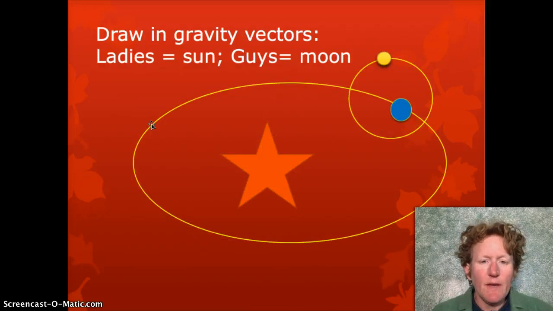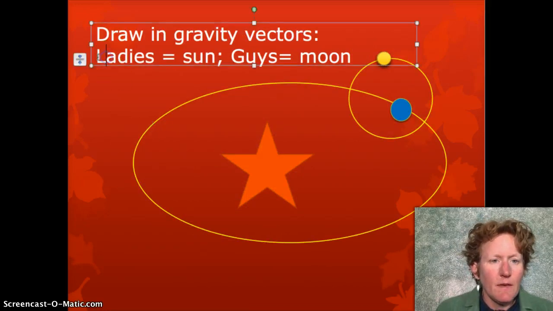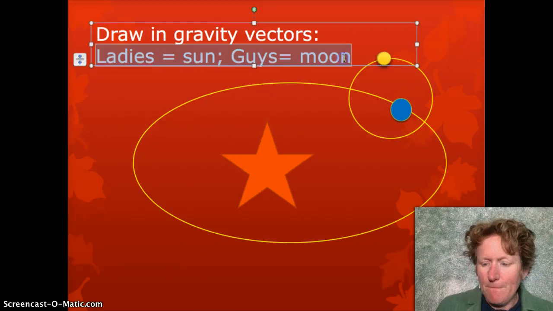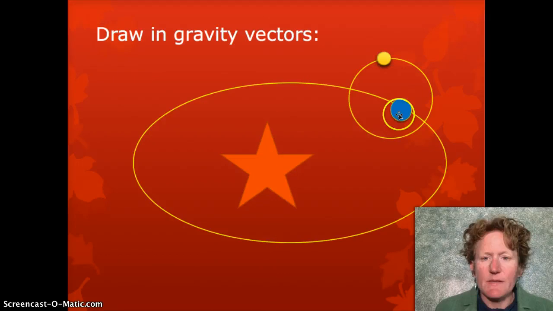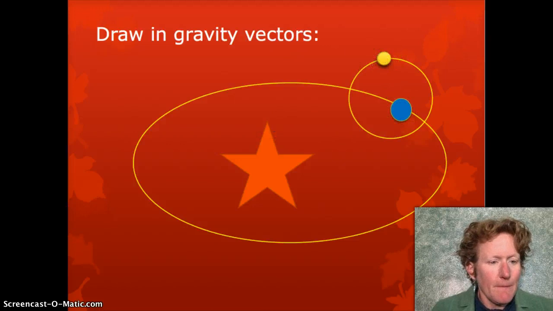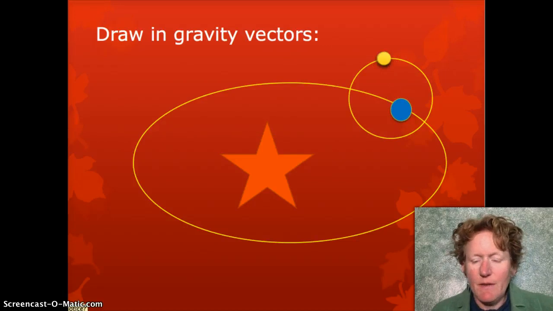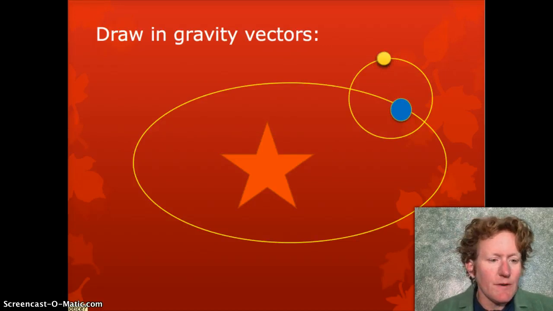Draw in the gravity vectors. If this is the sun, this is the Earth, and this is the moon, what's going on with gravity here? Take a minute, think about it. How would you draw in the gravity vectors?